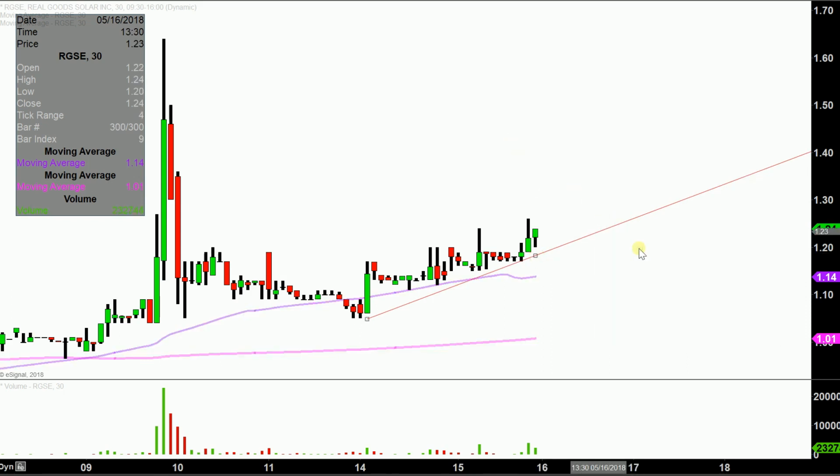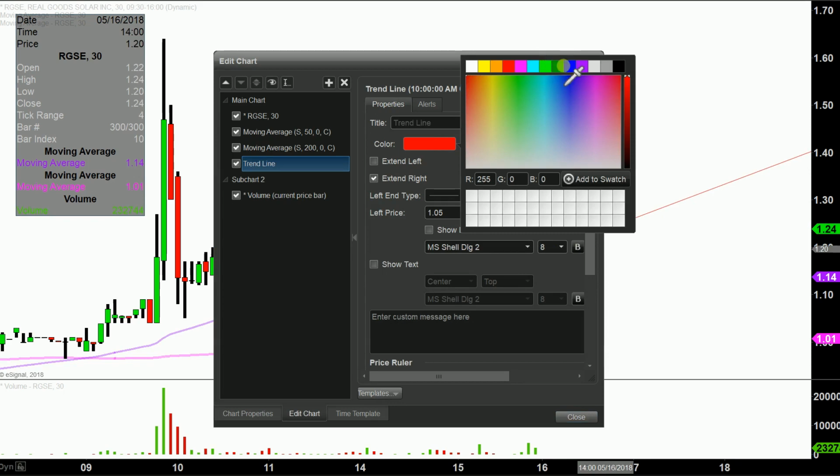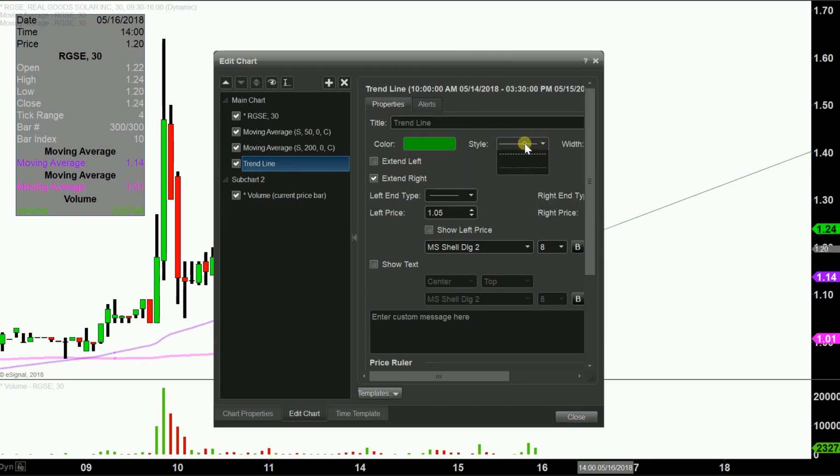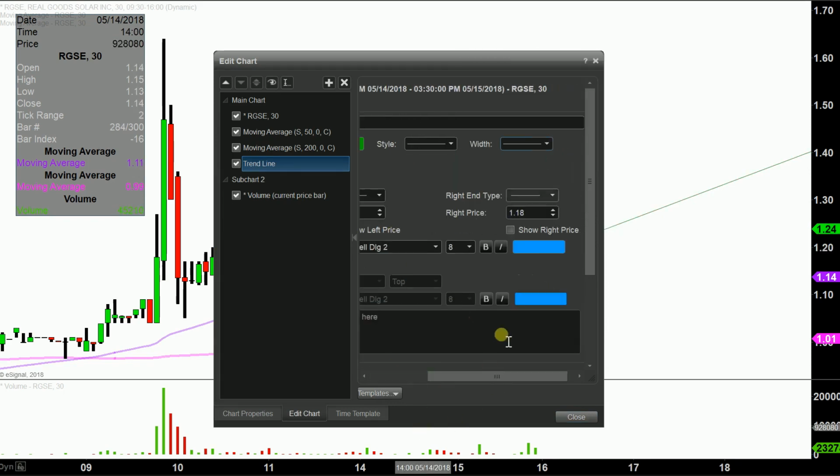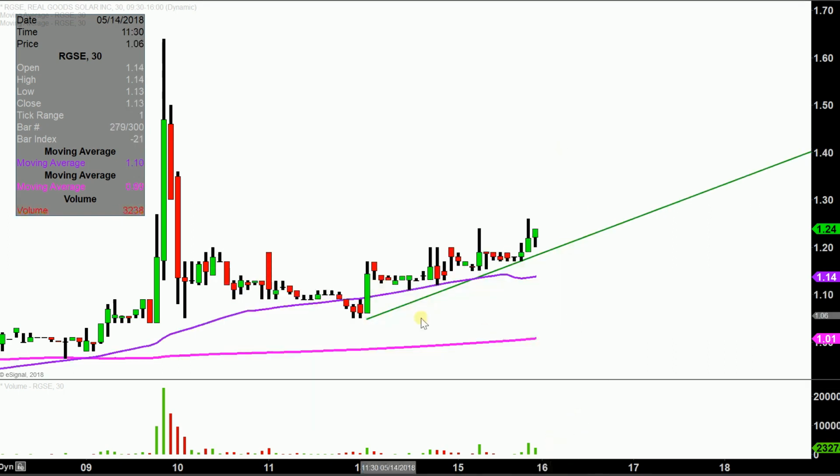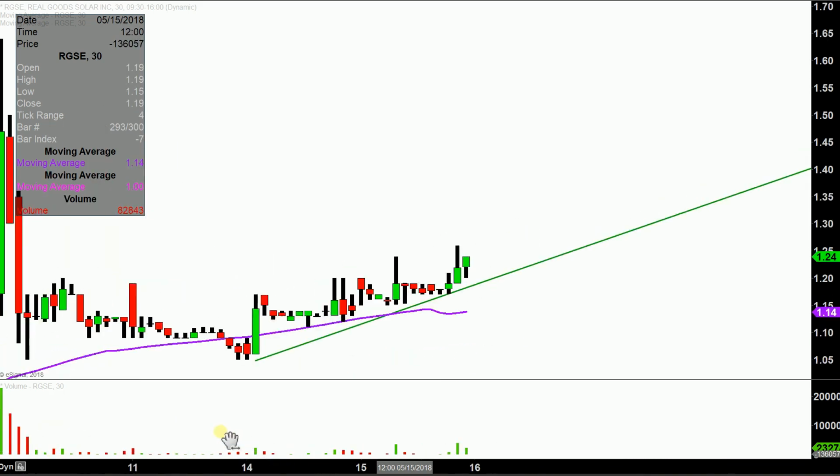So I'll change this line to green to represent an upsloping trend line. That's really the most straightforward way to gauge the health of the current move going forward: how does the price react in regards to this green trend line right there? Now, if the price breaks below it, am I saying the entire chart's ruined? I'm not saying that at all.